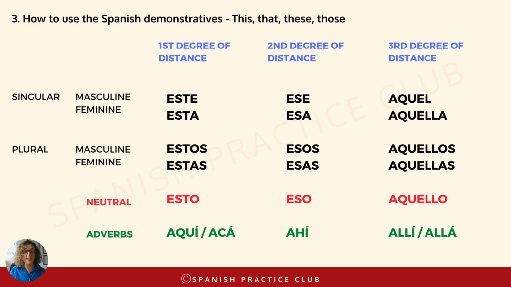Or third degree of distance. That is great as well, but it's a little bit farther down in relation to us. With the Spanish language, you would say aquello es genial. And then the adverbs of place would allow you to say where exactly things are.